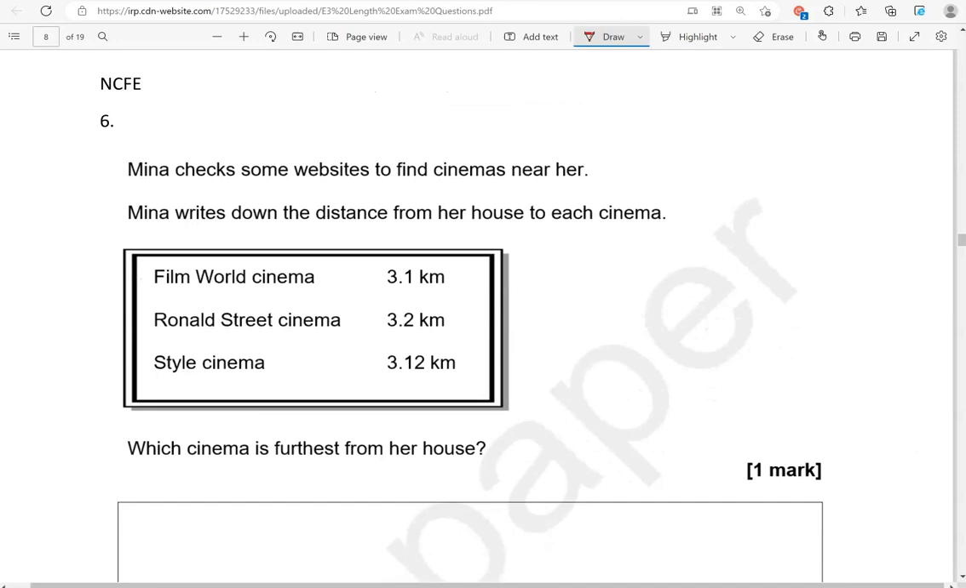Mina checks some websites to find cinemas near her. Mina writes down the distance from her house to each cinema. We've got Film World Cinema, 3.1 kilometers, Ronald Street Cinema, 3.2 kilometers, Star Cinema, 3.12 kilometers. Which cinema is furthest from her house? All three of them start with 3, which means we've got to focus on the second digit to decide. So that's 3.1, this is 3.2, this is 3.12. Out of these 3, 2 is the highest. That's why Ronald Street Cinema is furthest from her house.